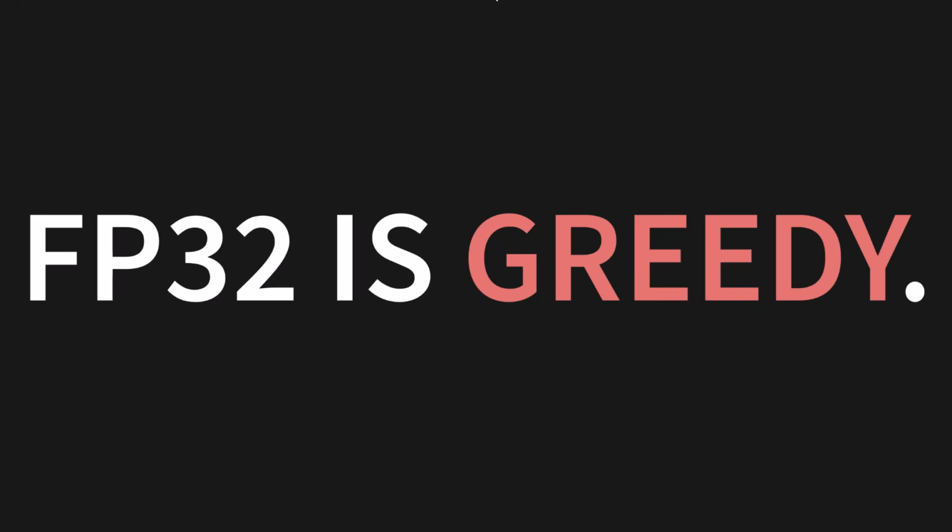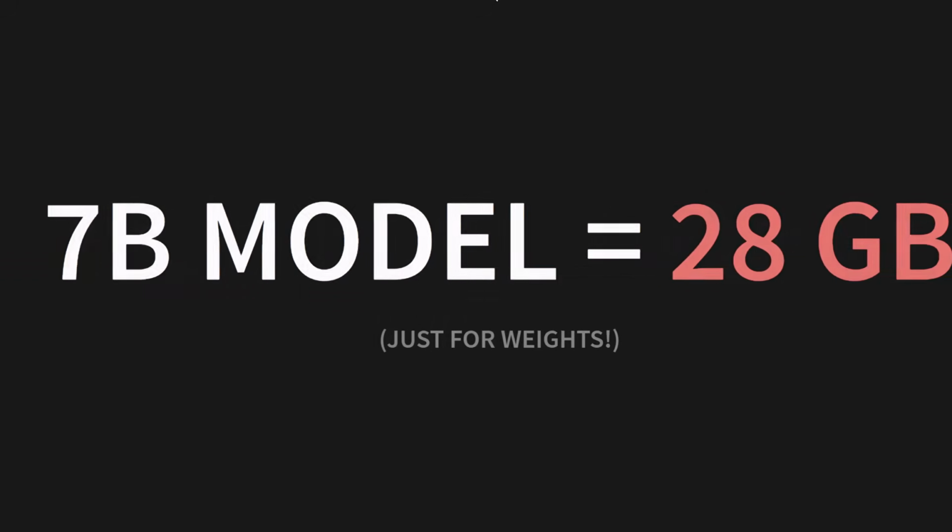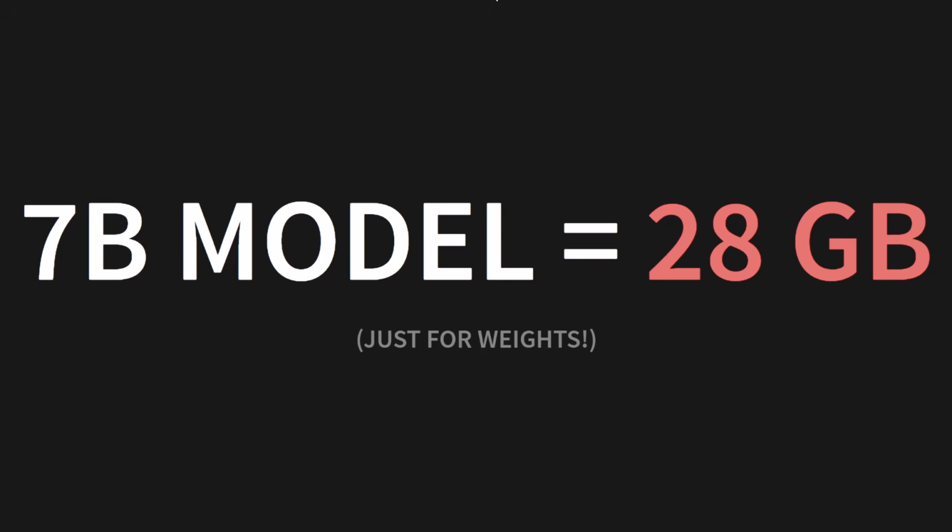And that brings us to the core problem. FP32 is greedy. How greedy? Well, think about a 7 billion parameter model. Each of those 7 billion weights takes up 4 bytes of memory. Do the math. That's 28 gigabytes of VRAM. And that's just for the weights. You haven't even loaded the optimizer or the activations or anything else. This is the bottleneck. This is why you can't run big models on smaller hardware.